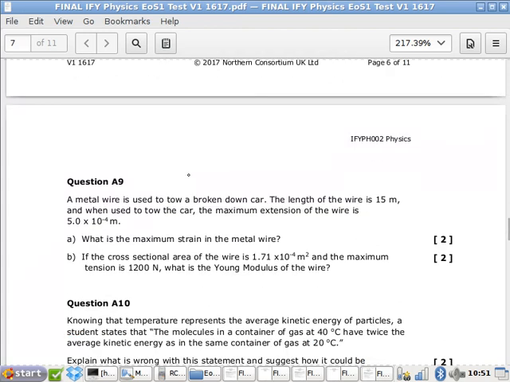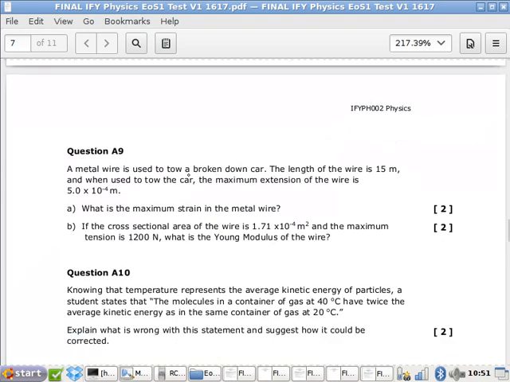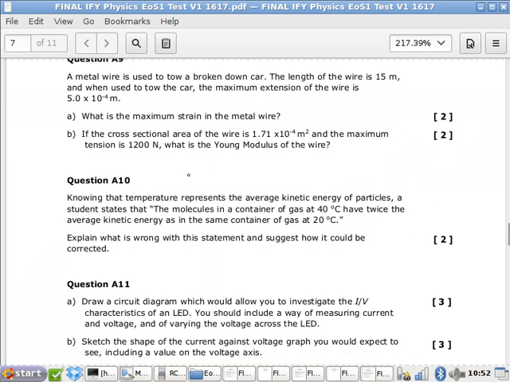This is a Young's modulus question. And this is a question about the ideal gas law and the proofs we did in that lesson, knowing the temperature represents the average kinetic energy. Yeah, well, that's what they're asking you.